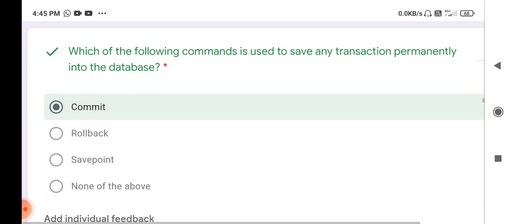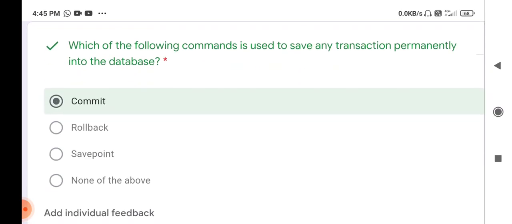Next question is, which of the following commands is used to save any transaction permanently into the database? For this question you must know the concept of transactions in database. To permanently save your transaction into the database, you should use the commit command. Commit means permanently save the transaction in your database.